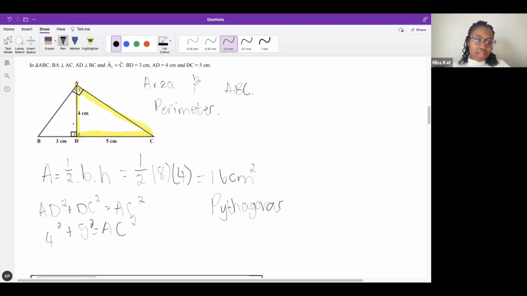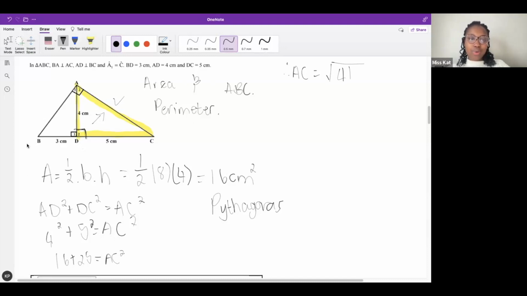Because if D1 is 90, then D2 is also 90 degrees. So our hypotenuse in this case is AC, which is why I said that side squared plus that side squared will give us AC squared. Now that means 16 plus 25 is AC squared, which means AC will be the square root of what's 16 plus 25? 41, I hope. Okay, so now we have AC. Now we need AB.